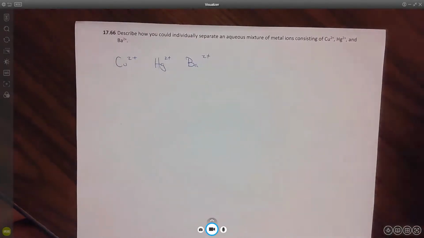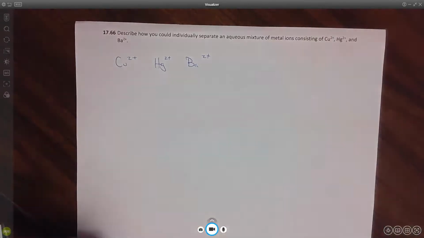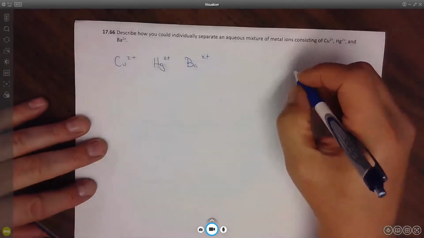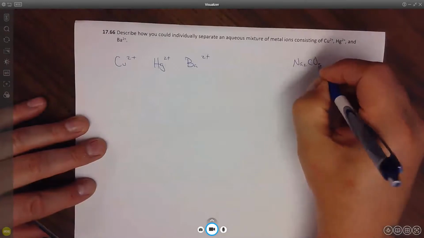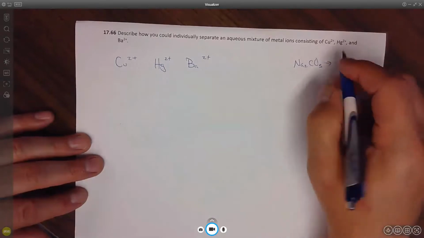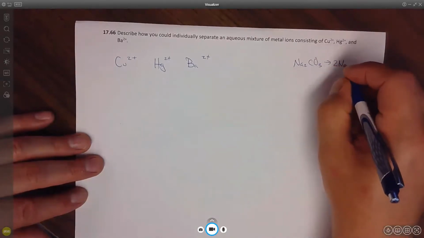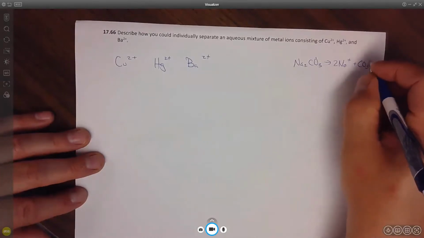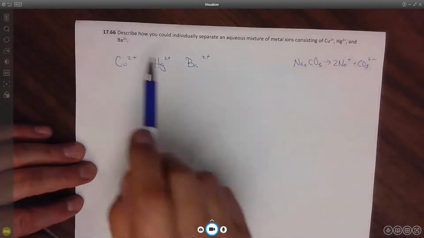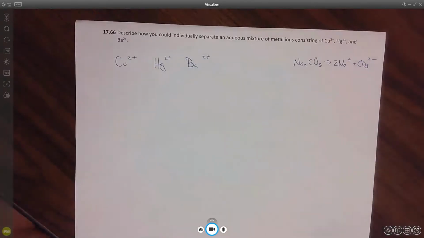Could I add sodium carbonate to the solution? If I added sodium carbonate, would any of them precipitate? Of course, this is a strong electrolyte because it's a sodium salt. So will the sodium have any influence on the solubility? No, it's a cation. The cation isn't going to react with other cations. So it must be the carbonate.